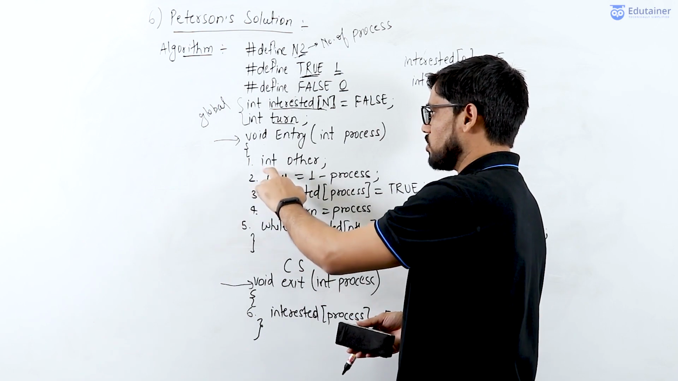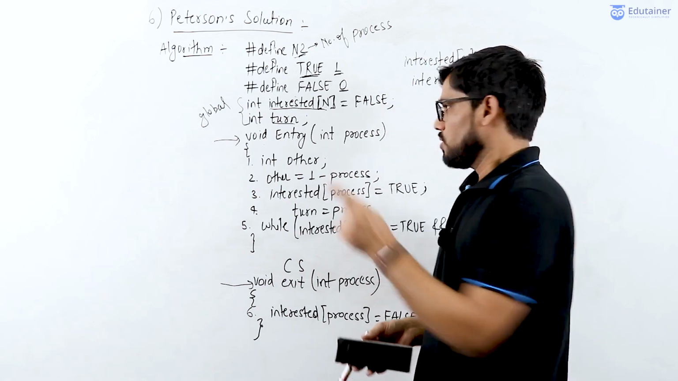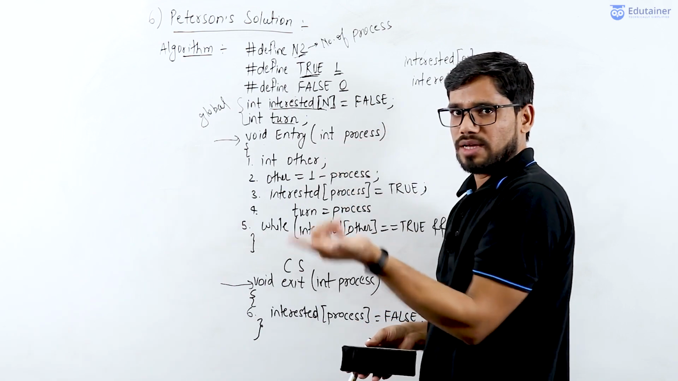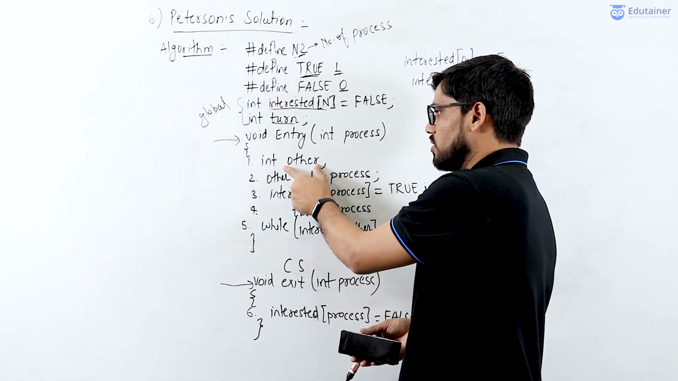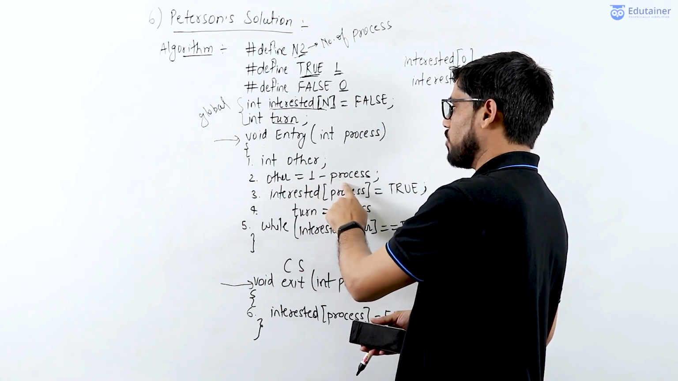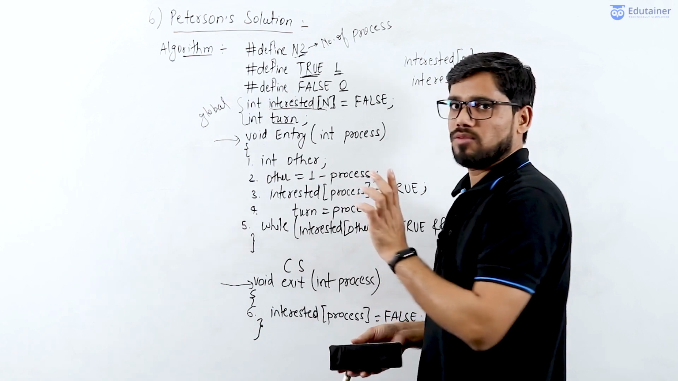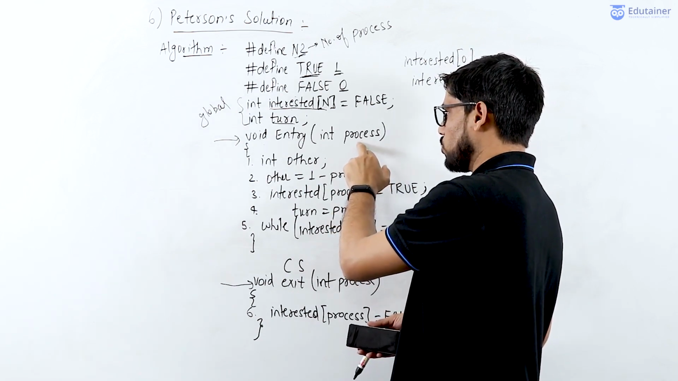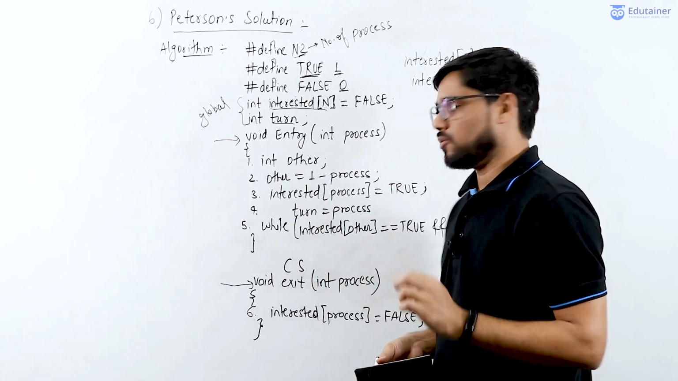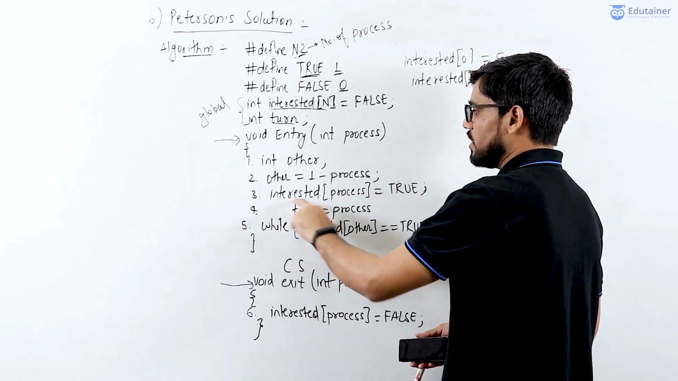Then in the entry function we are defining a local variable int other, which represents the other process. If it is 0, this function takes process P0 for executing the entry section code, and other represents process P1. So here other is equal to 1 minus process. If it is process P0, then other will be 1 minus 0, which is 1, process P1. And if it is process P1, the value will be 1, then other will be 1 minus 1, which is 0, meaning process P0. So based on that we can calculate the other value.